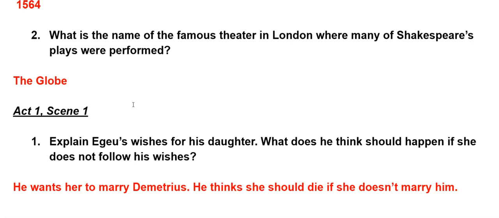So remember, he goes to see Theseus in the beginning of the play, and asks Theseus to allow him to invoke Athenian law. And under Athenian law, because we talked about how women were seen differently during this time, if Hermia refused to marry Demetrius like he wanted, then he could have her put to death. So our correct answer for number one is he wants her to marry Demetrius. He thinks she should die if she doesn't marry him.